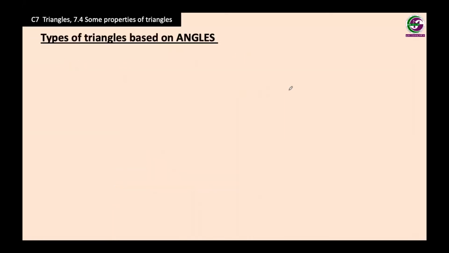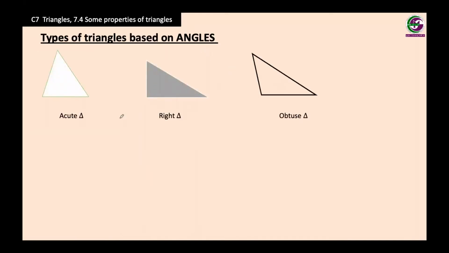We have seen the types of triangles based on angles and based on sides. Based on angles, we have acute triangle, right triangle, and obtuse triangle. We have seen about it before. Now we need to go into detail about the types of triangles based on sides.